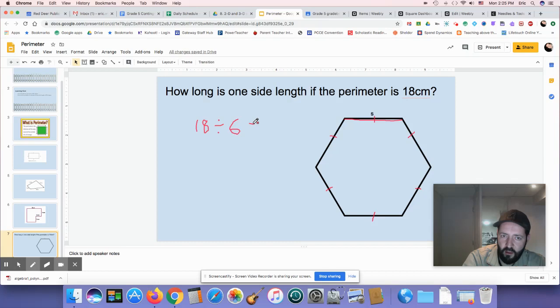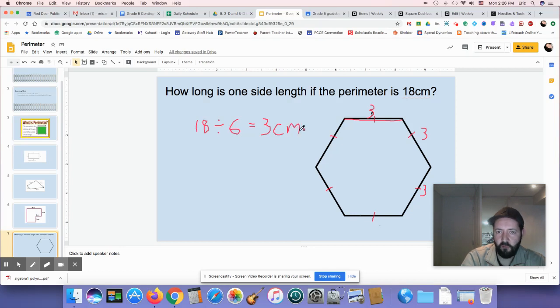And if you know your division facts, we would know that 6 goes into 18 3 whole times. Okay, so that means that this side length is 3 centimeters, and this side length is 3 centimeters, and this side length is 3 centimeters. And if we put 3 all the way around and then added those back up, that would give us our total of 18 centimeters, okay? Oh, I'm almost correct here. Forgot my units in my answer, okay?